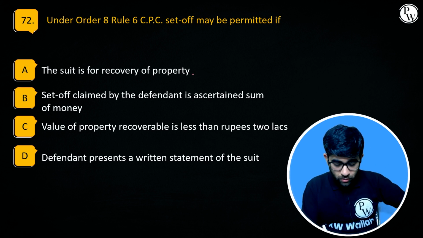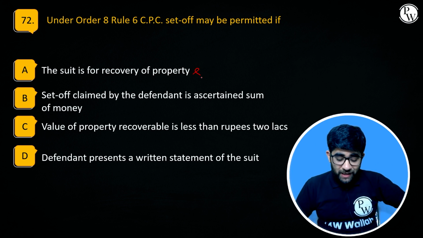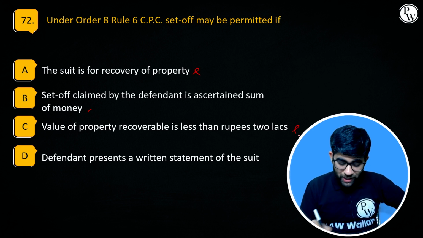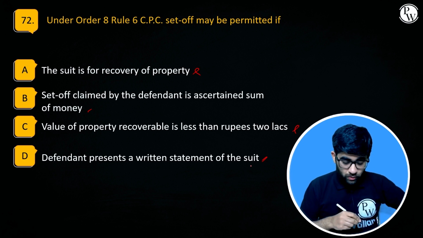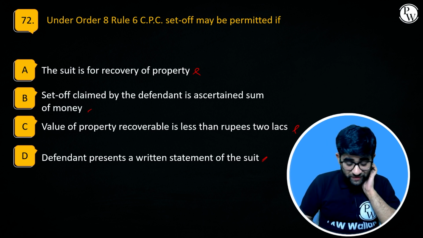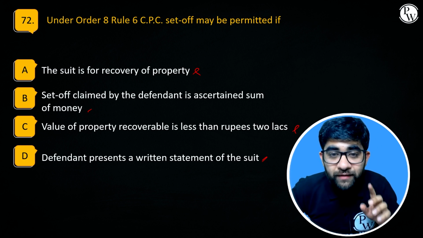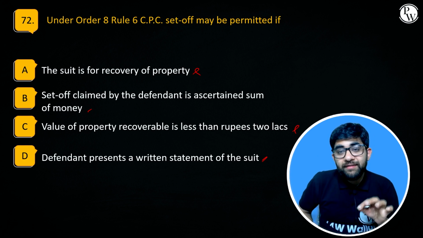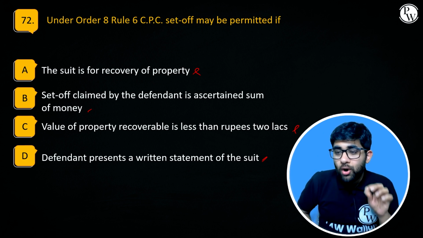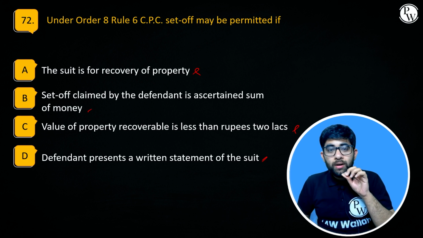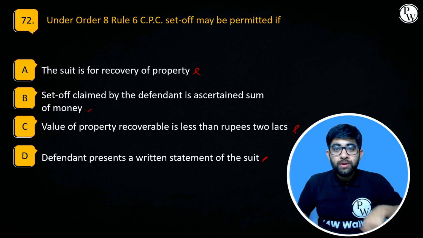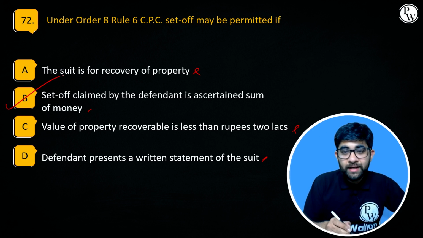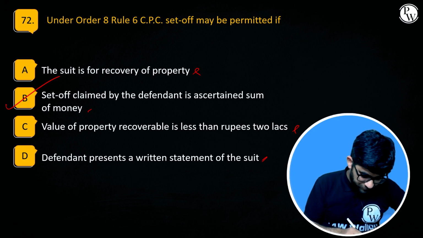Next, under Order 8 Rule 6 CPC, set off may be permitted if the suit for recovery is of property, no. Suit of set off claimed by the defendant is an ascertained sum of money. Value of property recoverable is less than 2 lakhs. Defendant presents a written statement of the suit. Set off claimed, दोबारा पढ़ लेते हैं. B: set off claimed by defendant is a certain sum of money. Set off permitted है अगर set off claimed by defendant is ascertained, if it is a certain sum of money.